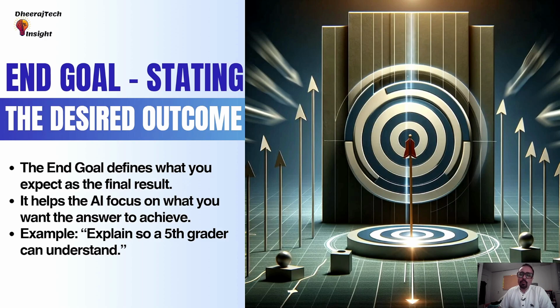For example, if you want AI to explain something simply, you might say, explain this in a way that a third grader can understand. This directs AI to use simpler words and concepts, ensuring that the answer is tailored to your needs and a third standard student can understand that. So the end goal helps the AI focus on the most important part of the response. It helps the AI hit the bullseye.